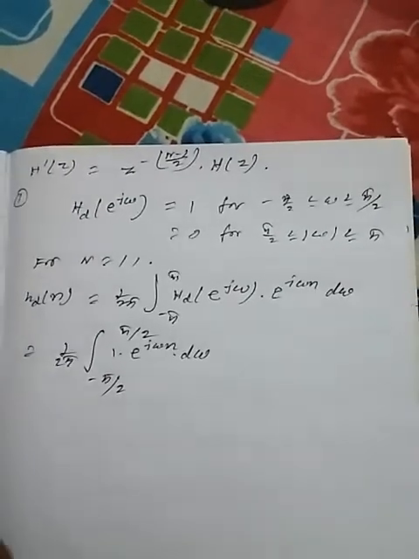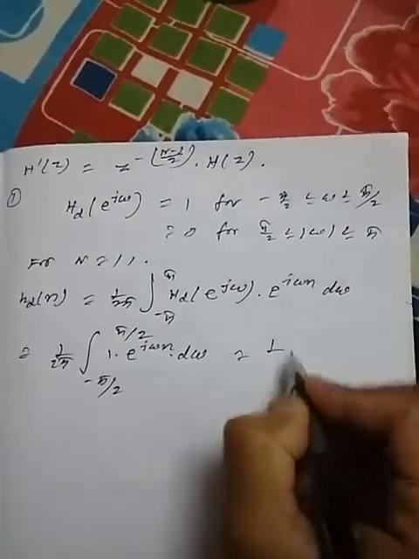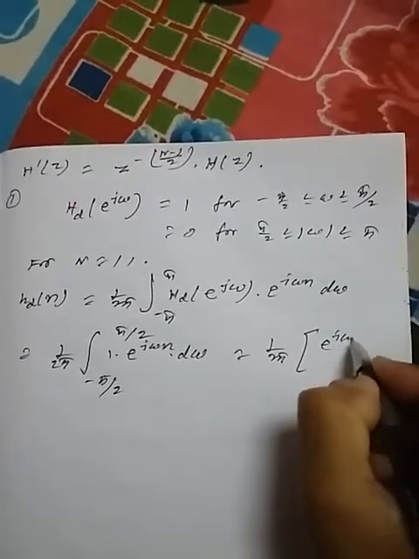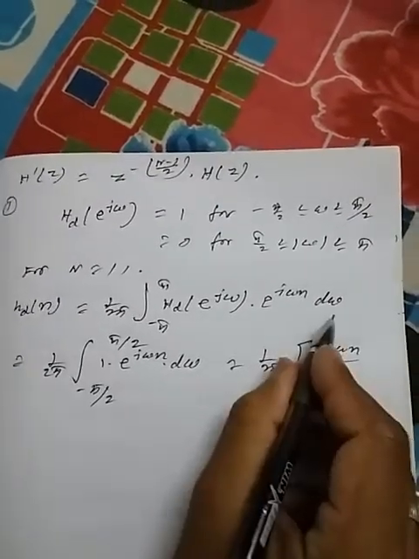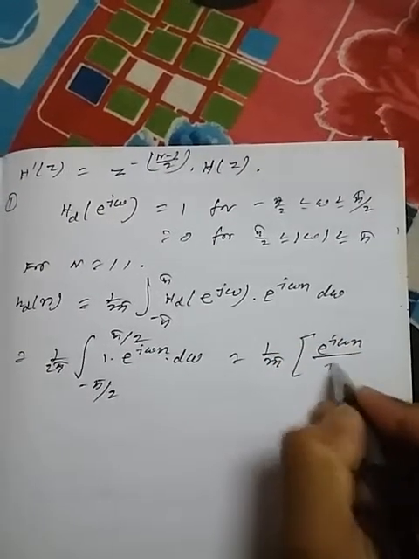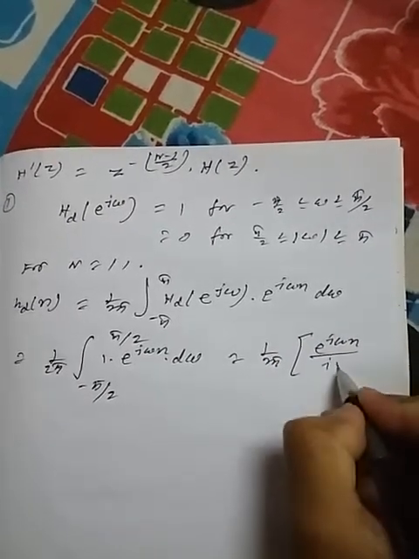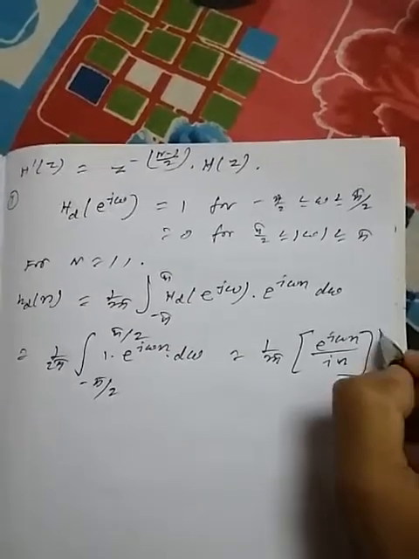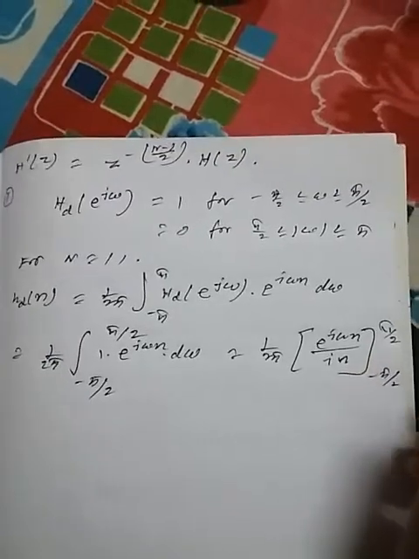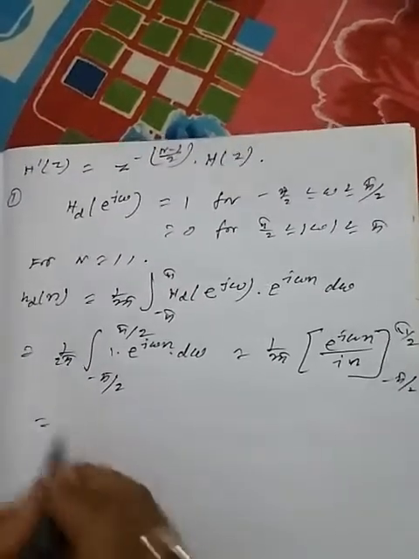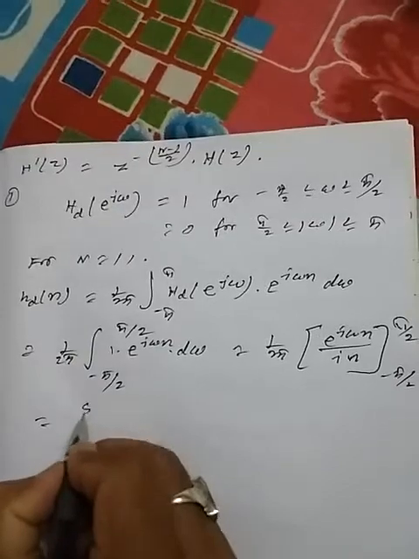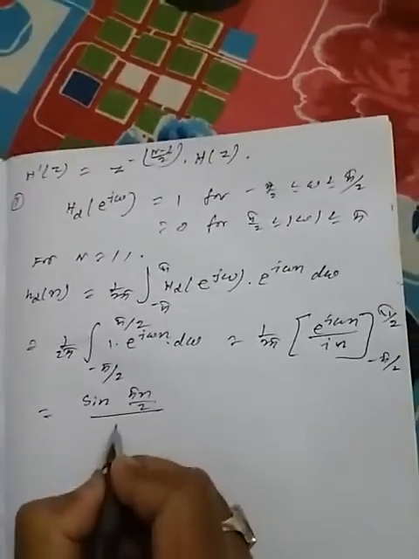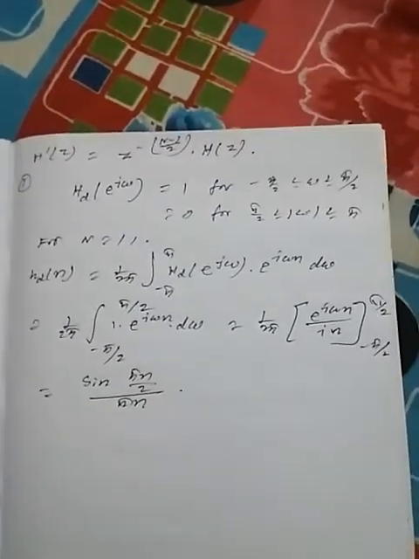Now what will be the integration? 1/2π, the integration will be e^jωn divided by jn, since the variable is ω, right? The limit is -π/2 to π/2. Yes. Now if you simplify, you will get the value sin(πn/2) by πn.